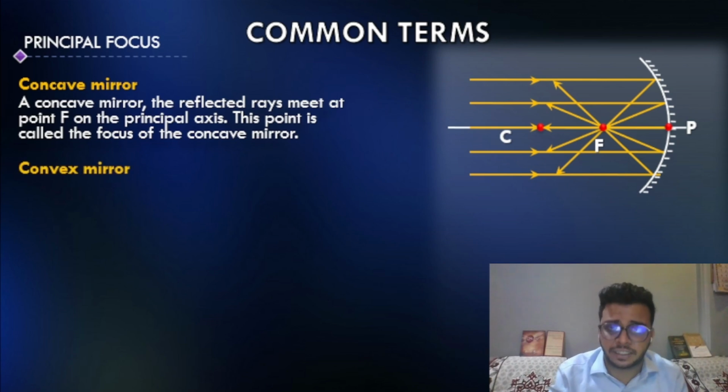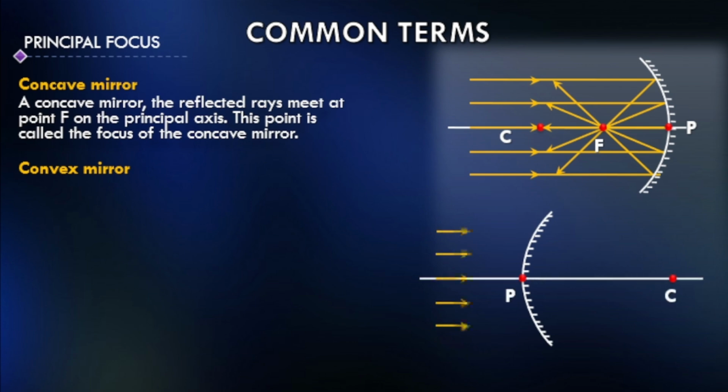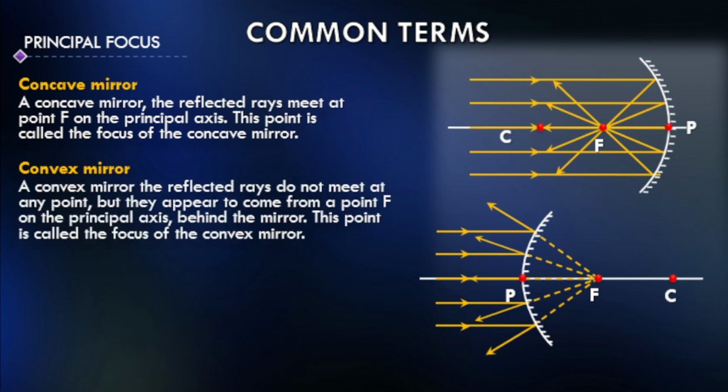Whereas in convex, if the rays fall on the mirror, they diverge. So the parallel rays, if they fall on the mirror, they diverge. But they diverge in such a way that if you extend them backward, they appear to be coming from a point. So this is the focus point or focal point for convex mirror. As they are not really meeting, we are imagining that they meet at a point. We call it a virtual focus.